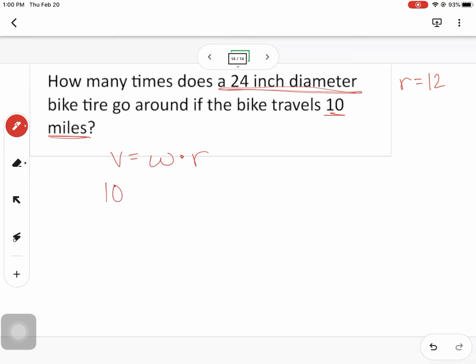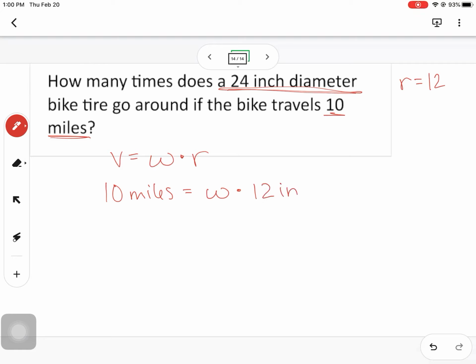And so it's my linear distance over here, like my linear velocity. And I want to know how many times it goes around, which is going to relate to this angular velocity number. Because again, my time is just not even mentioned here. And that is times the 12 inches.